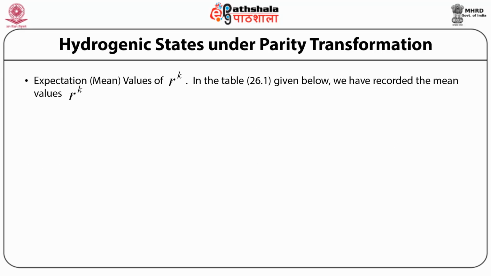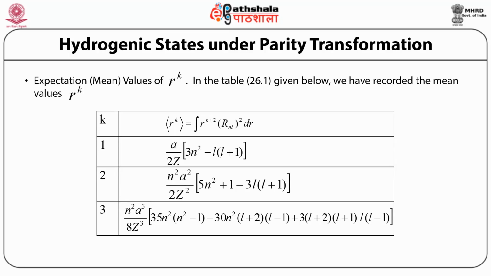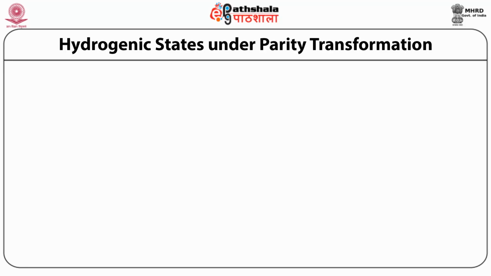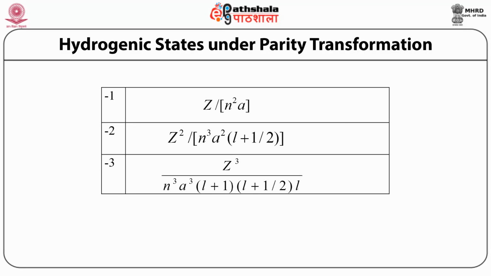Expectation values of r to the power k. Now in the table given below, we have recorded the mean value of r to the power k, that is, for k equal to 1, 2, 3, we have these particular values of the mean values of r to the power k. Now students, as you can see here, if the k value is minus 1, minus 2, minus 3, then the average value of r to the power k is also tabulated.